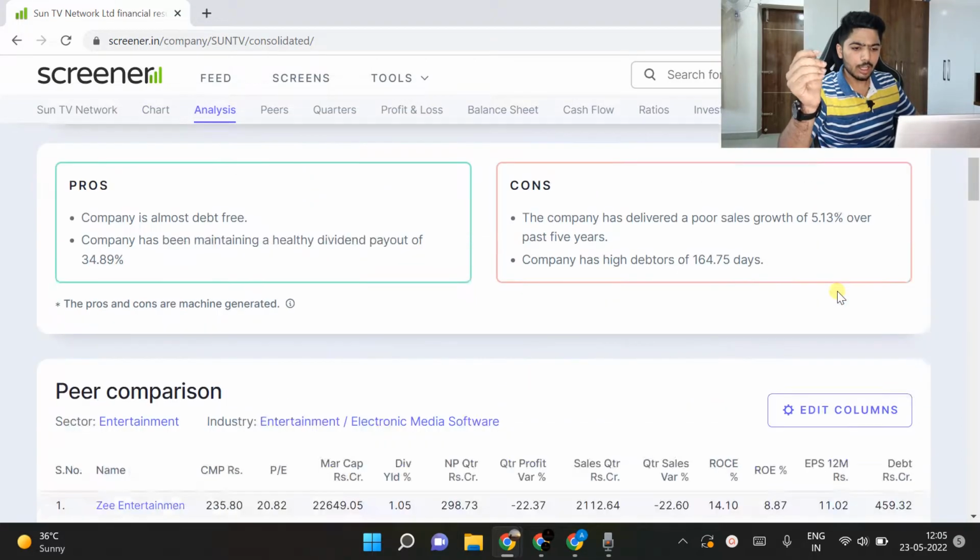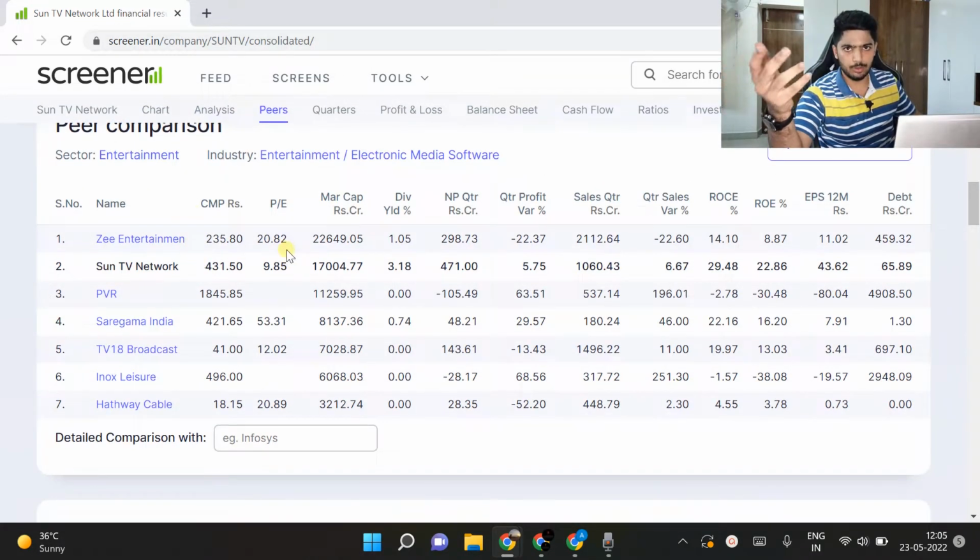Next, let's compare it with the peers. Obviously, we have to check with peers, right? Zee Entertainment and everything, it has the lowest PE among all the others. And dividend also, it has the highest dividend among all the others. See, and earnings per share, it has the highest among its peers. And see, the debt is almost negligible.